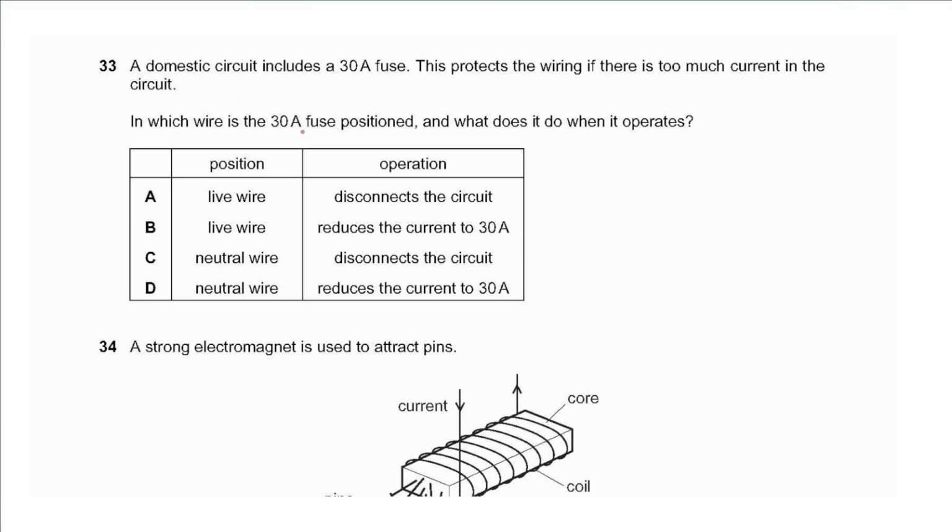In which wire is the 30 ampere fuse positioned, and what does it do when it operates? So it is always connected in the live wire, and its operation is disconnecting the circuit. It disconnects the circuit completely because it melts and breaks the connection. So the answer here is A.